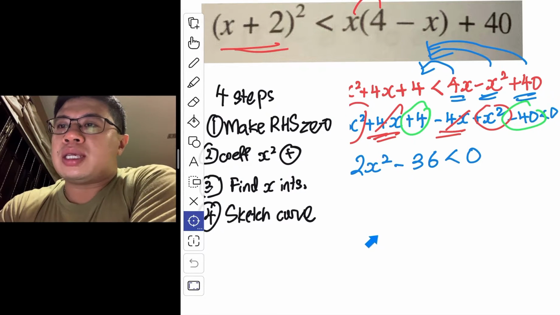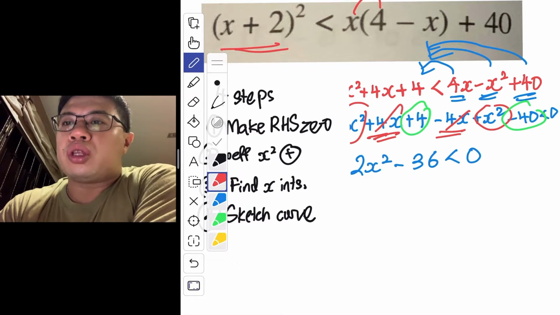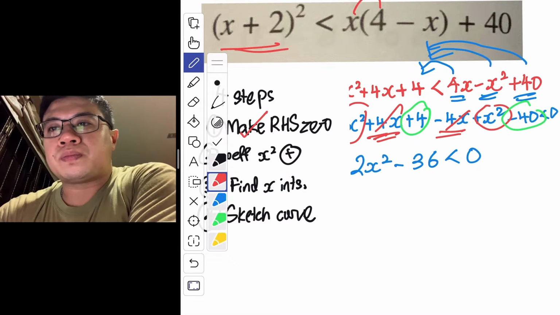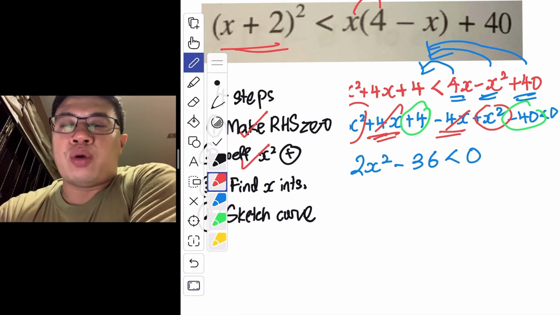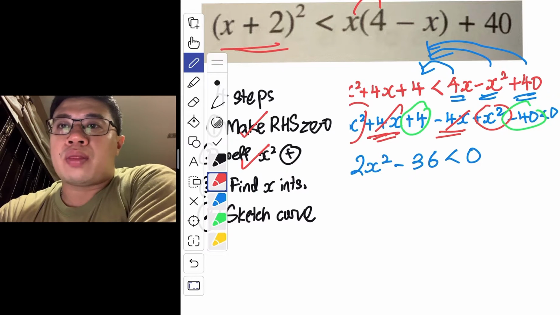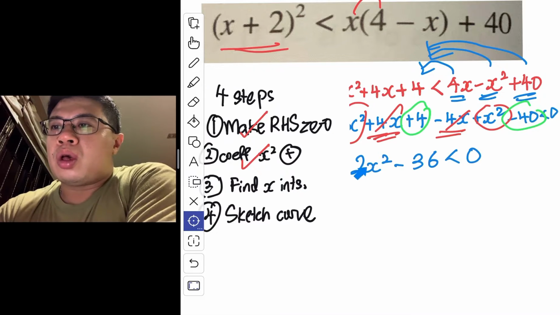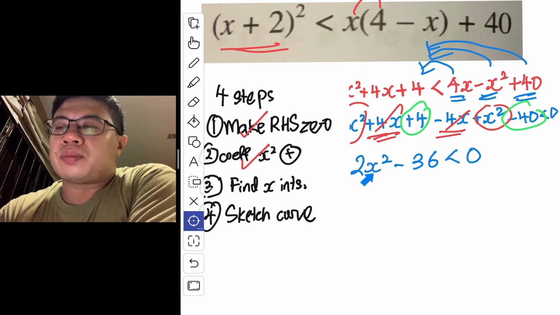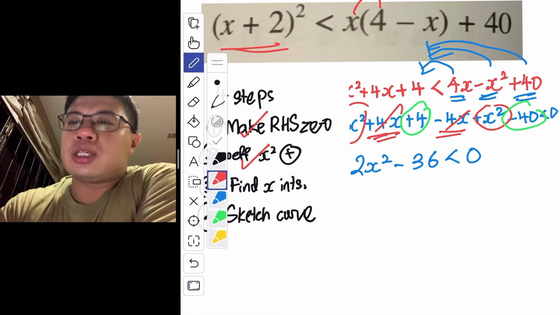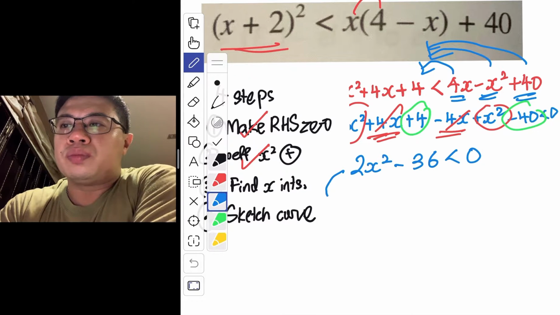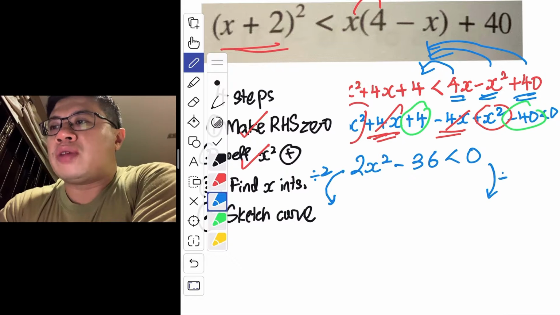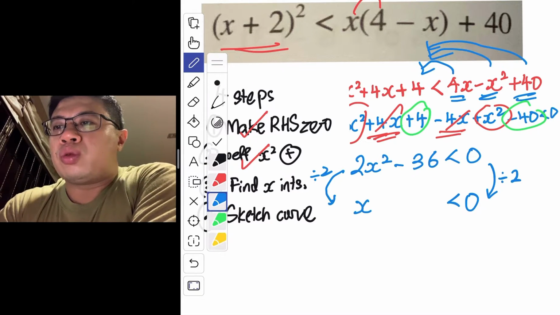Okay, so you can see that I have fulfilled the first 2 conditions. I have made the right hand side 0. I have ensured that my coefficient of x squared is positive. Now next, I want to go ahead and find the x-intercepts. You can see that it's 2x squared minus 36 less than 0. It has a common multiple of 2. So if you were to divide by 2 on both sides, 0 divided by 2 will just be 0, right? And here, when you divide by 2, you have x squared minus 18.